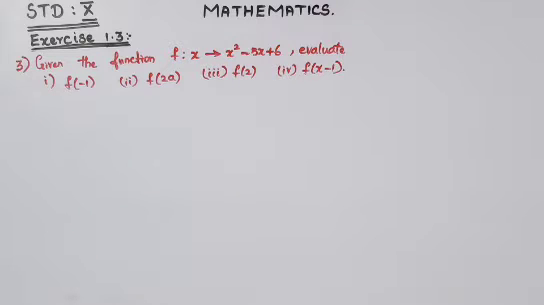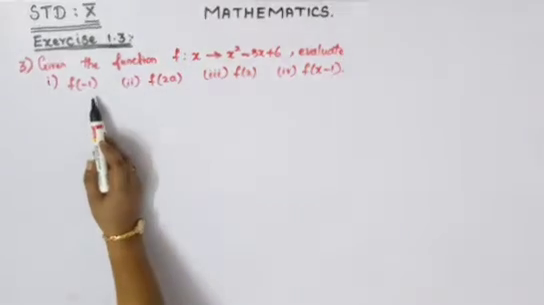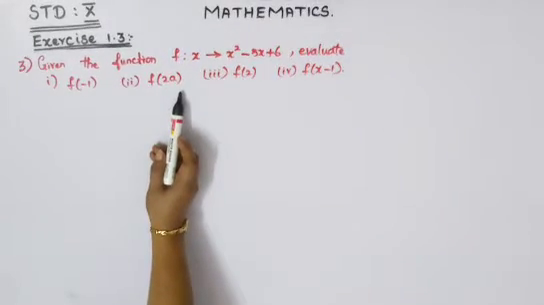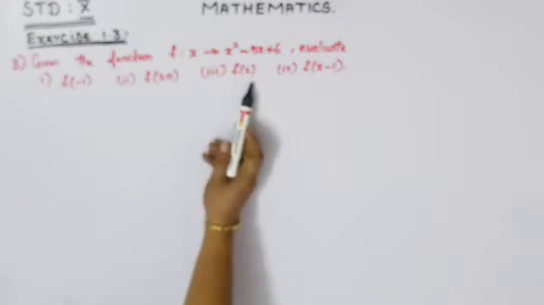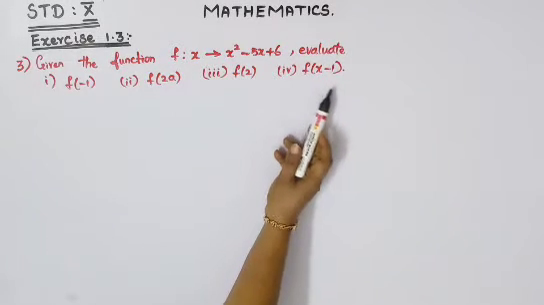Standard 10th Mathematics Exercise 1.3. Third question. Given the function f from x to x square minus 5x plus 6, evaluate 4 subdivisions they have asked you. First subdivision is f of minus 1. Second is f of 2a. Third is f of 2. Fourth is f of x minus 1.